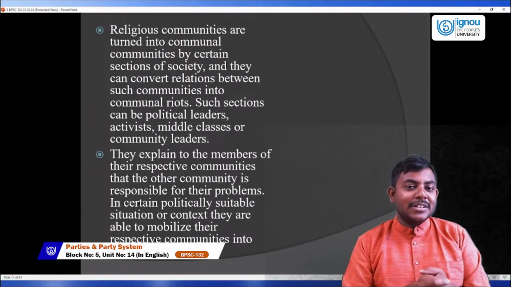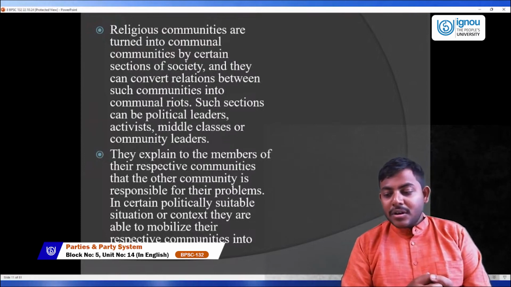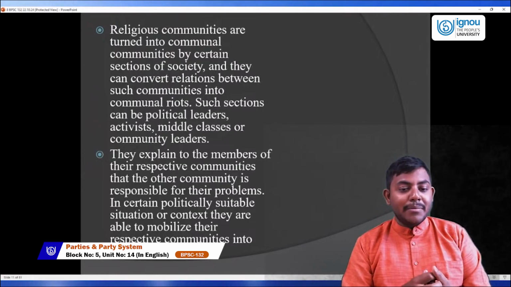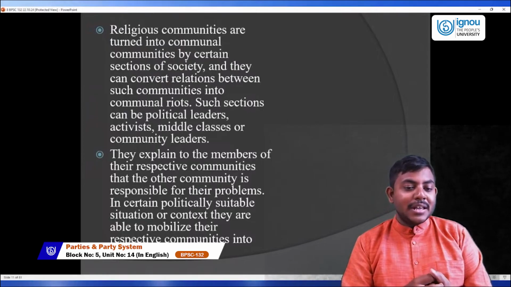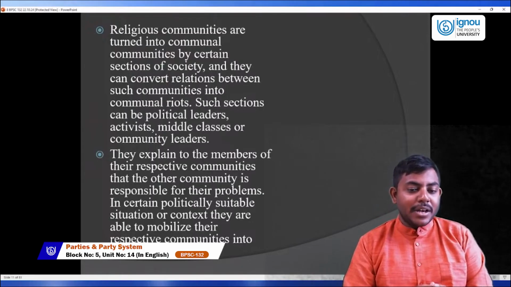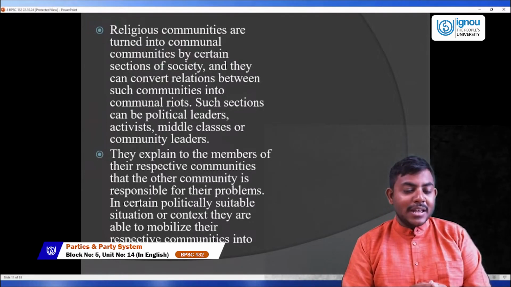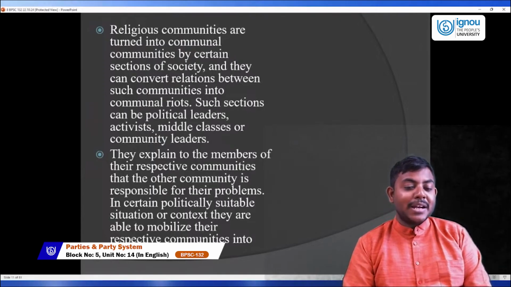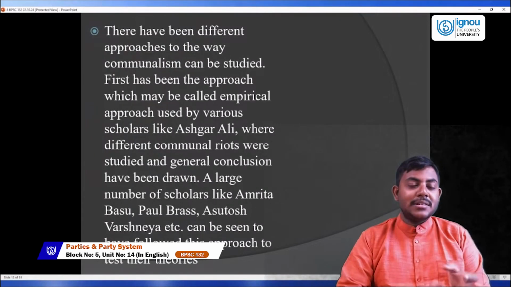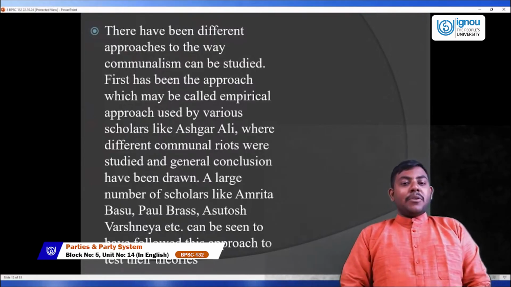Such sections can be political leaders, activists, middle classes, or community leaders. So these are the sections which turn the religious communities into communal communities, and they can convert relations between such communities into communal riots. They explain to the members of their respective communities that the other community is responsible for their problems. In a politically suitable situation or context, they are able to mobilize their respective communities into communal violence. There have been different approaches to the way communalism can be studied.